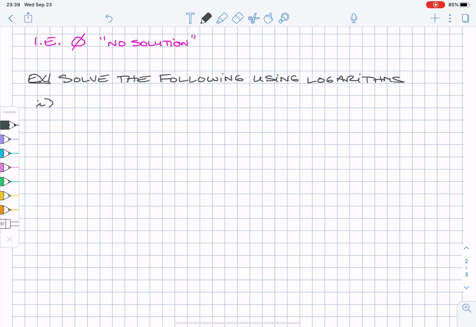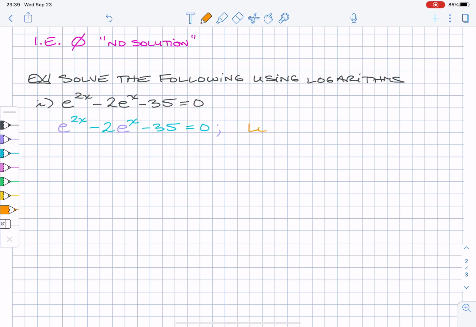Okay, so number 1. Let's say we have e to the 2x minus 2e to the x minus 35 is equal to 0. So this might seem a bit confusing right now, so I'm going to do a sneaky substitution.